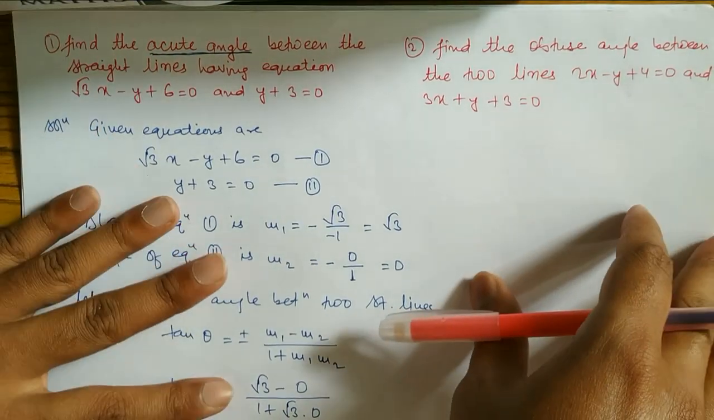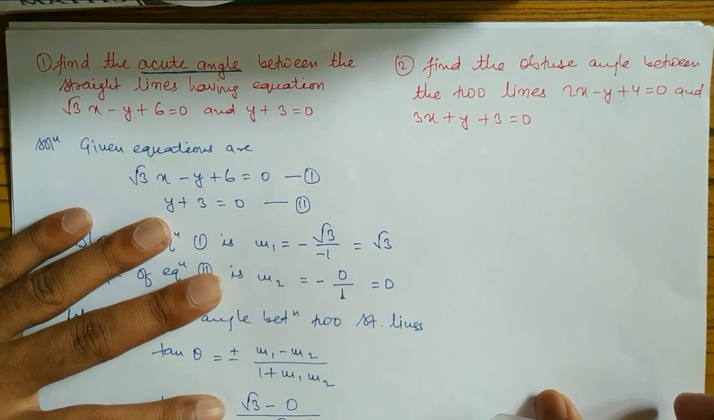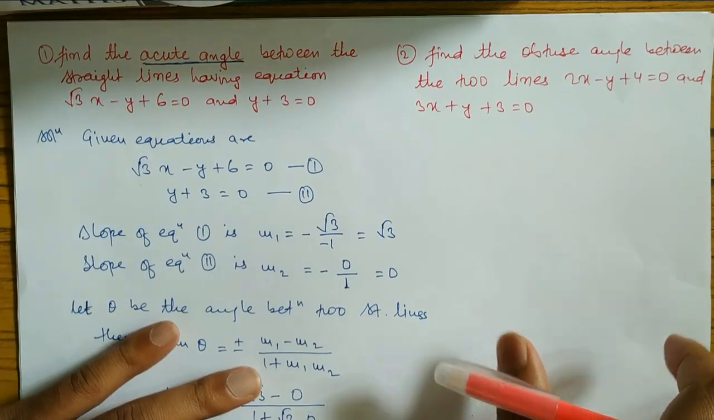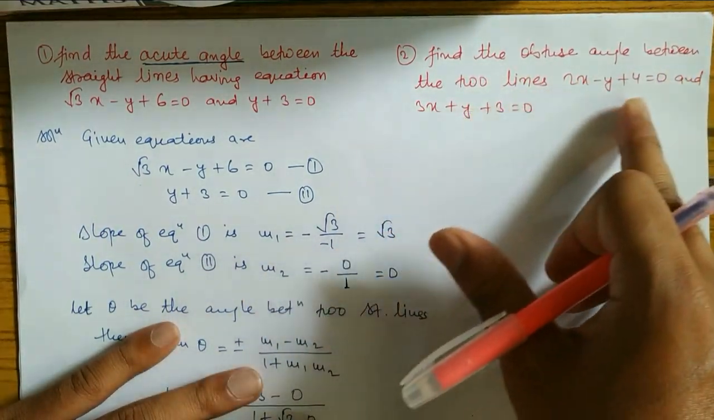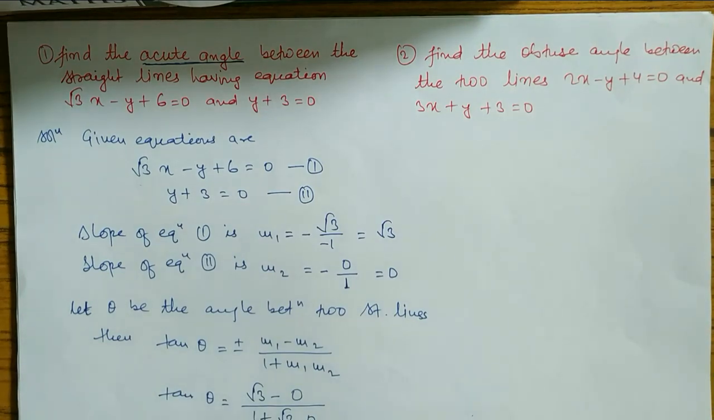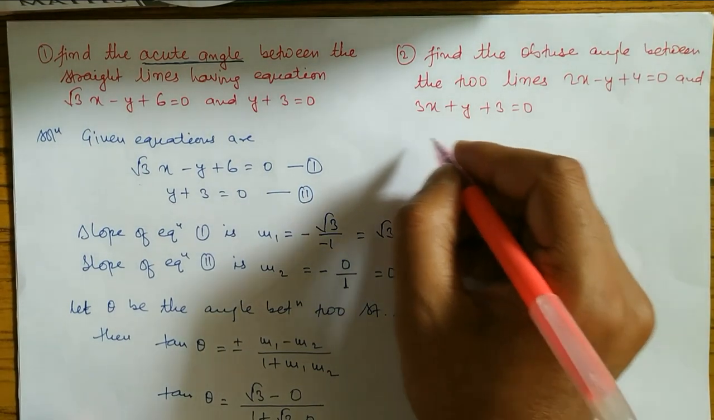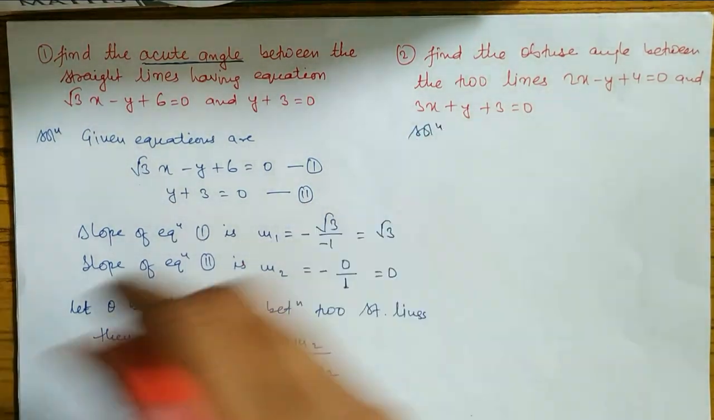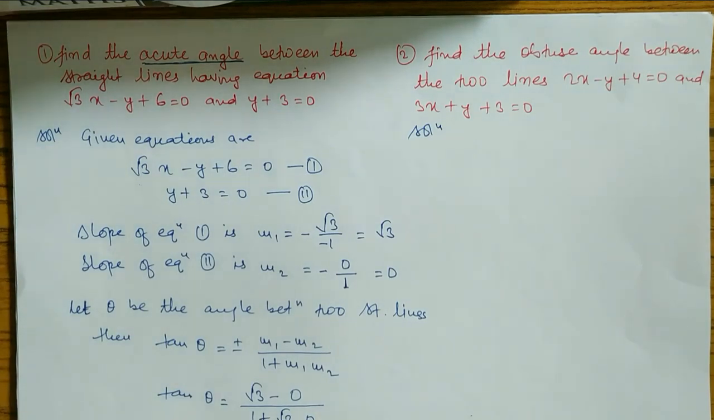This one was for the acute angle. Now the next one is for the obtuse angle. How to find the obtuse angle? Find the obtuse angle between two straight lines. Two straight lines are given. Let's find the obtuse angle.